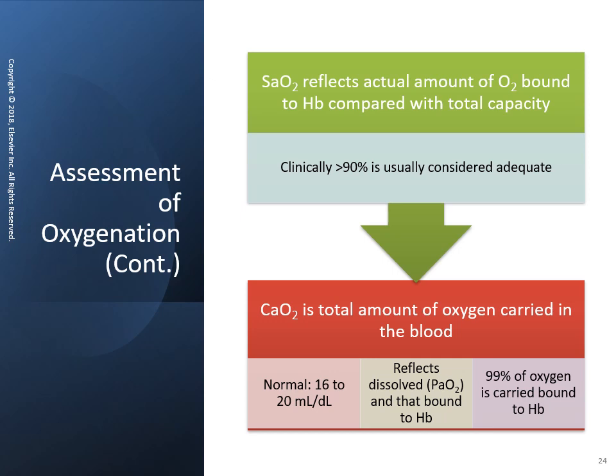Content of oxygen is the total amount of oxygen carried in the blood. Normal is 16 to 20 milliliters per deciliter. It reflects the dissolved PaO2 and that bound to hemoglobin. 99% of oxygen is carried bound to the hemoglobin. Only 1 to 2% are dissolved in blood.